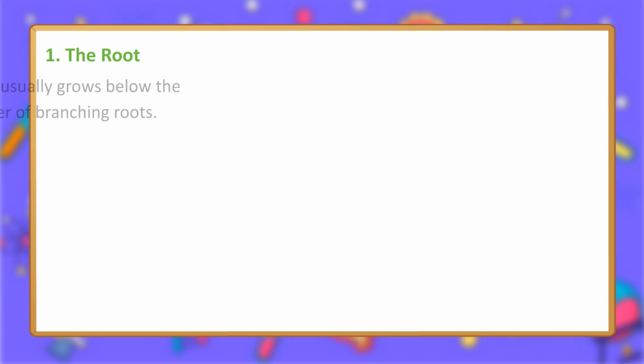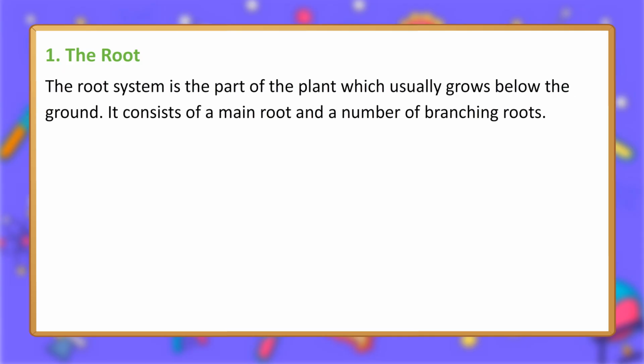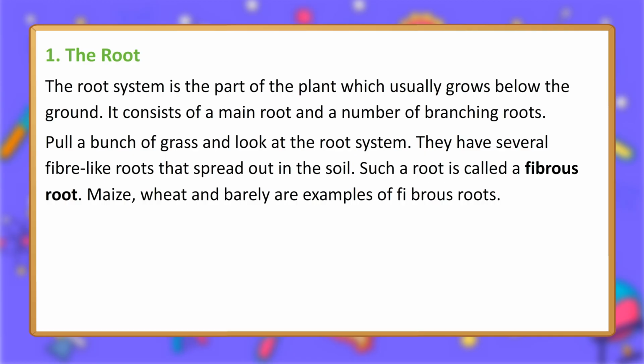Parts of a plant: flower, fruit, branch, leaf, stem, ground level, roots, soil. 1. The root. The root system is the part of the plant which usually grows below the ground. It consists of a main root and a number of branching roots. Pull a bunch of grass and look at the root system. They have several fiber-like roots that spread out in the soil. Such a root is called a fibrous root.